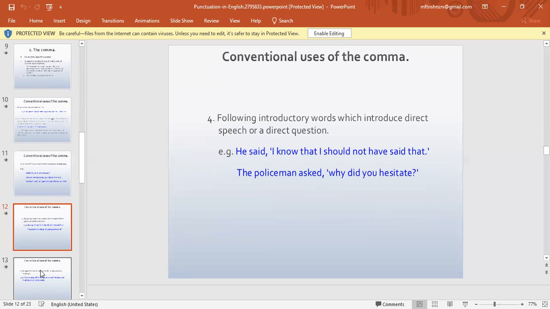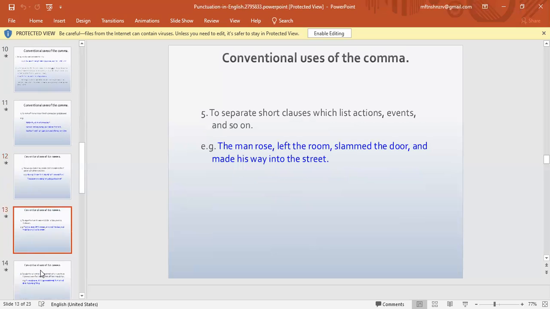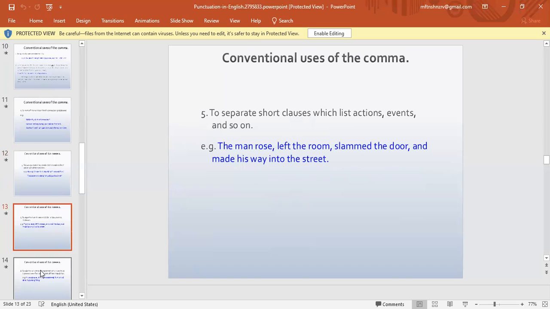Fourth use of the comma is following introductory words which introduce direct speech or a direct question. For example, he said, I know that I shouldn't have said that. The policeman asked, why did you hesitate? And fifth use of the comma, to separate short clauses which list actions, events, and so on. For example, the man rose, left the room, slammed the door, and made his way into the street.